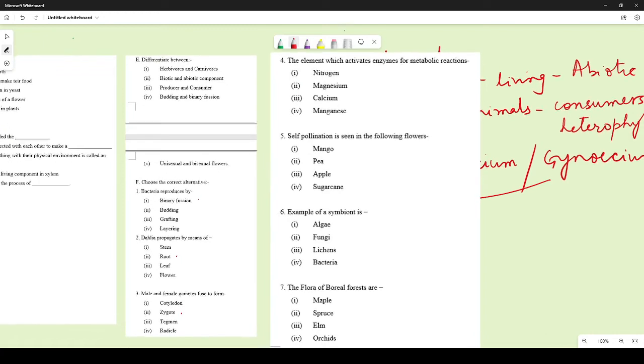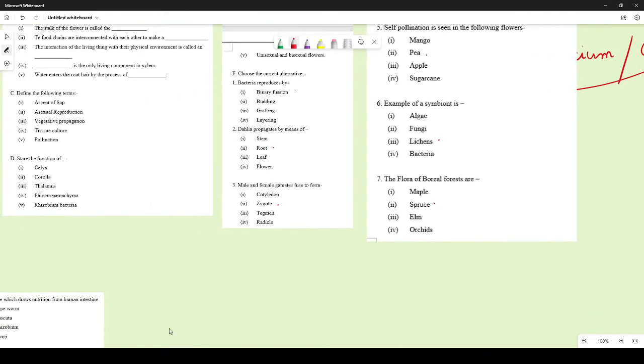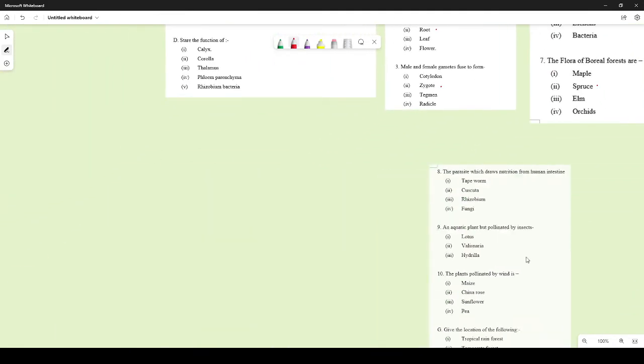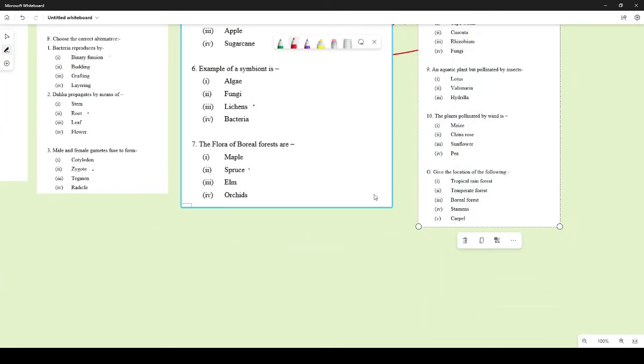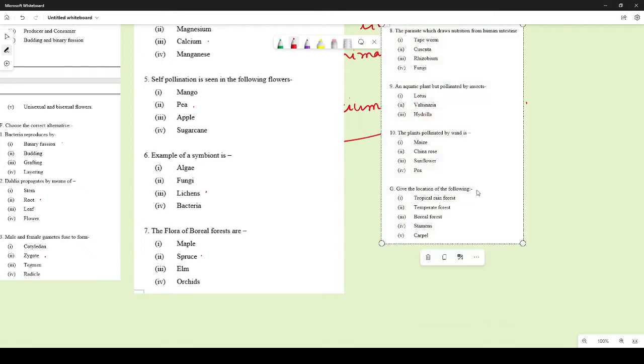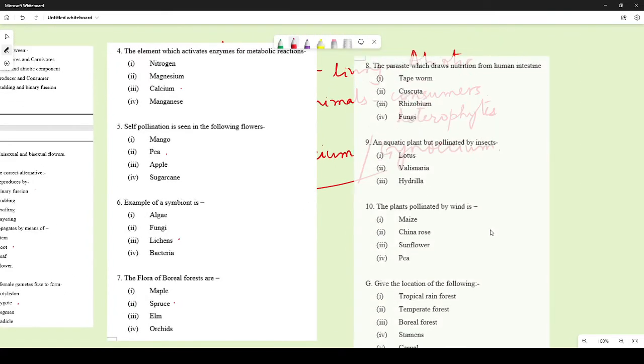So the element which activates enzymes for metabolic reaction is calcium. Self-pollination is seen in the following flowers. Example of a symbiont is lichens. The flora of boreal forests are spruce. And we move on to the next segment of questions. This is the next segment of questions, and they are again MCQs.